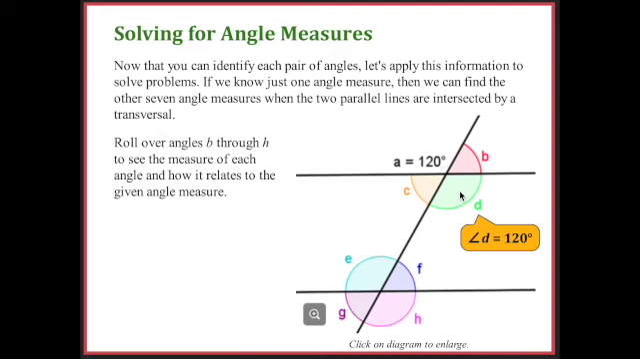What kind of angles are D and F? D and F are consecutive interior angles. What's special about consecutive interior angles? They're supplementary. They add up to be 180 degrees. That means if this one right here is 120, what's the measure of angle F? Angle F has to be 60 degrees because this one and this one have to add up to be 180 degrees.